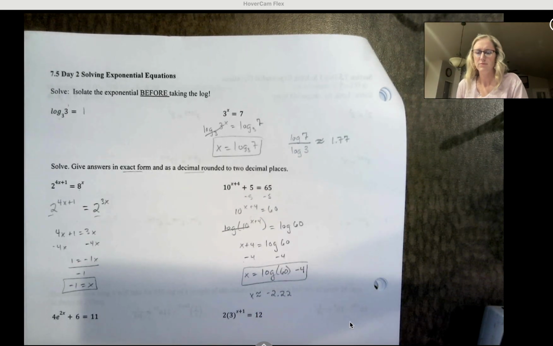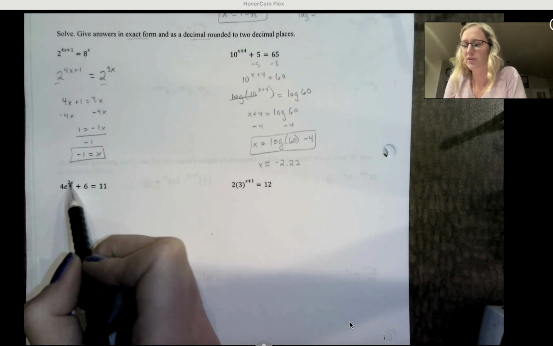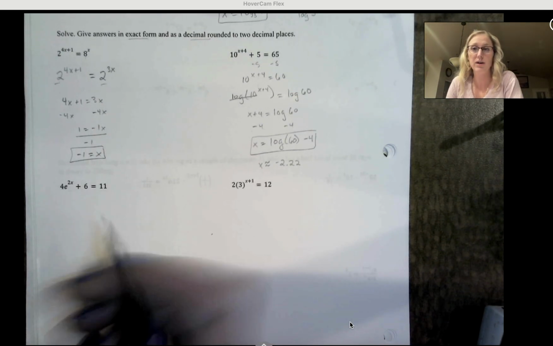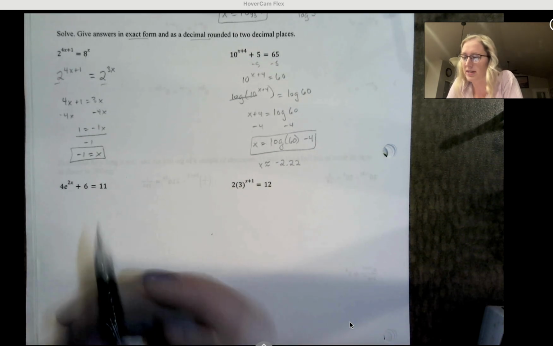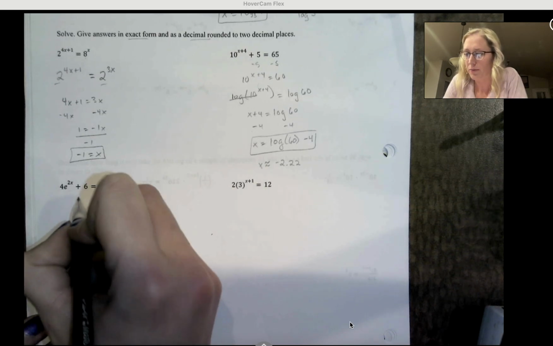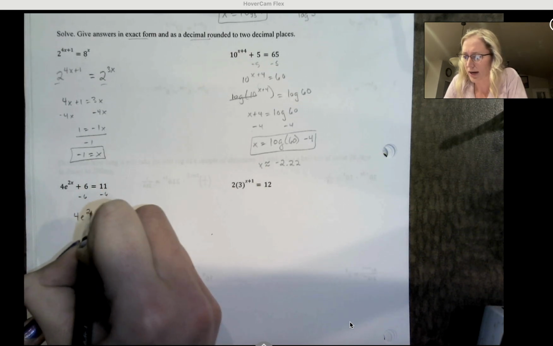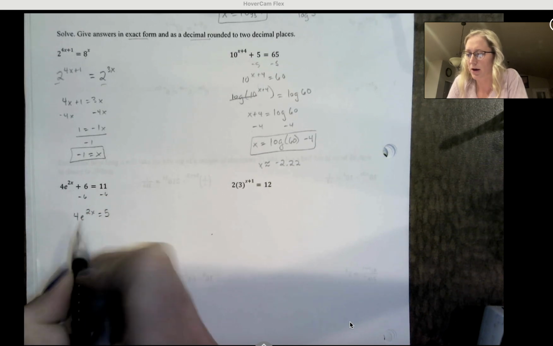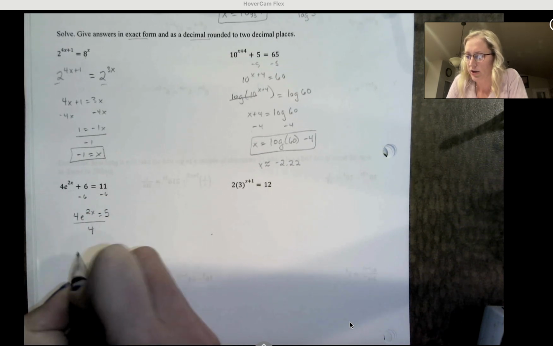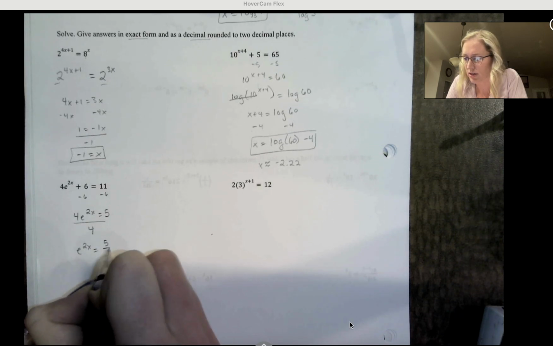Okay? All right. Next one. Okay, e to the 2x. That piece is what I would consider the exponential. So I need to get rid of the 6 and the 4 before applying a log. So I'm going to subtract 6 from both sides. So I have 4e to the 2x equals 5. Now I'm going to divide by 4. So I have e to the 2x equals 5/4.